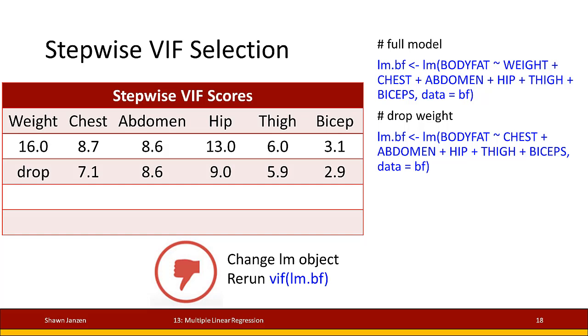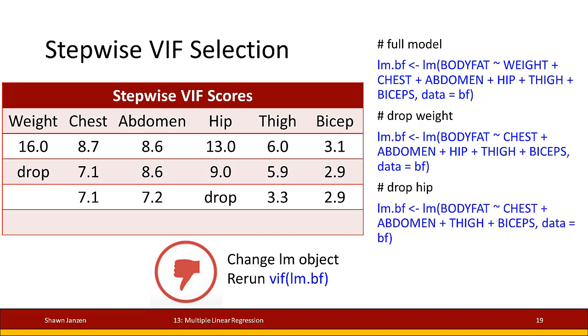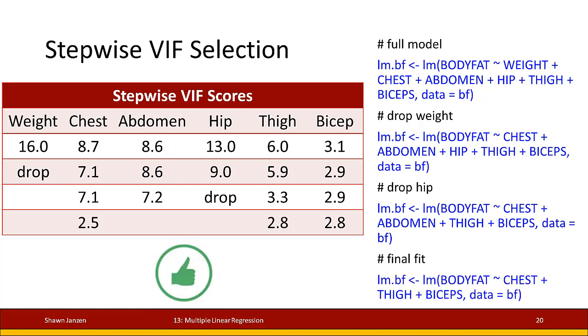Definitely still a problem. My next highest one was hip, so I'm going to go ahead and drop hip, rerun my regression model without it, recheck my VIF scores. Now I still have 2 of them with VIFs above 7, and then the other 2 are in the safe zone below 4. At this point, chest and abdomen are almost identical to each other in terms of their VIF scores, but just for the sake of using the absolute largest number, I'm going to go ahead and drop abdomen. When I drop abdomen, rerun my regression model, and check my VIF scores again, congratulations, we are now with 3 variables, all with VIFs under 4. And so multicollinearity is no longer a problem in my model.